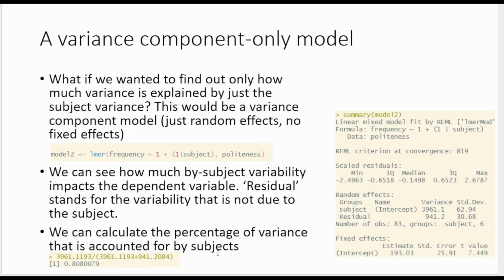So 81% seems like a lot, and it is a lot, but it's also the only thing that the model is assessing. Once we add more fixed effects, the percentage of variance accounted for by the subject should go down if they have any type of predictive capability. Okay, and that would be a variance component only model, and there might be some situations where that would be important to have.